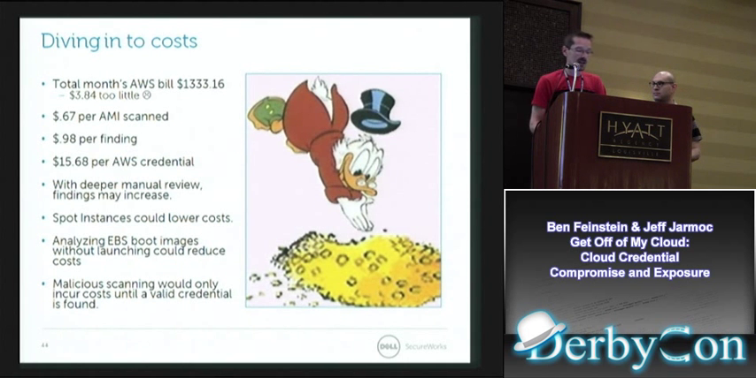Again, I mentioned analyzing the EBS images. That could have increased our scope. It could have reduced costs because we wouldn't have had to launch an instance. And then obviously, if we were malicious, we would only have had to do this until we found that first AWS credential. Then we could have hopped on that account and used that for the rest of it at somebody else's expense. So that would obviously reduce costs if somebody were looking to do this maliciously.